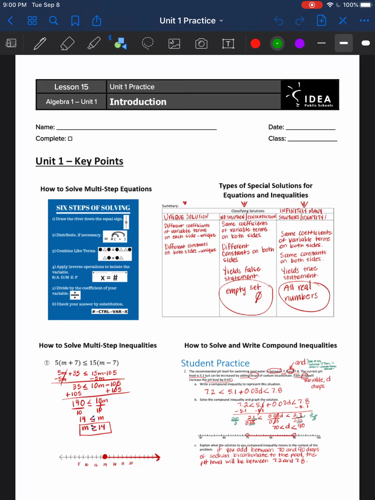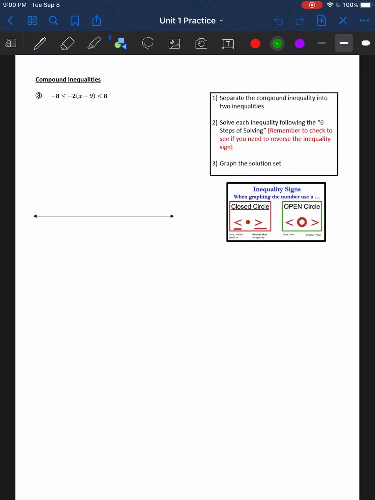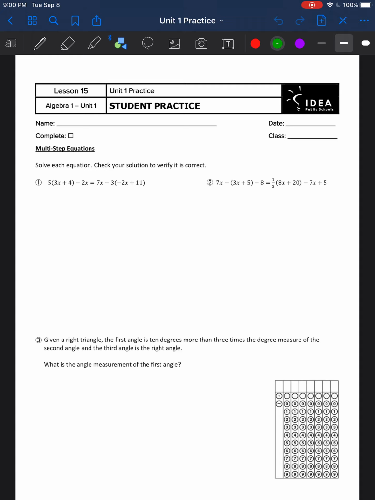I've already gone over the key points with you in class and also the 4 examples, or 3 examples I should say. Here's a student practice, and I'm going to go through this step by step so that you have a better understanding and that you're prepared for our exam.